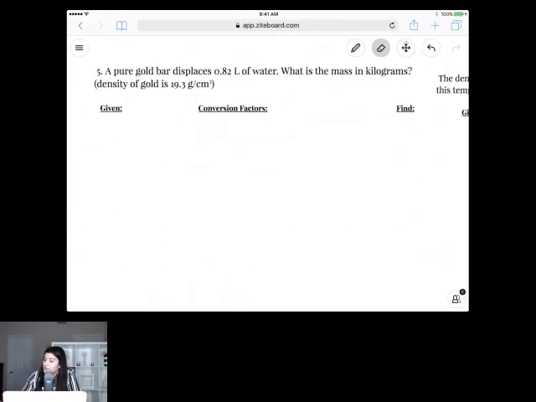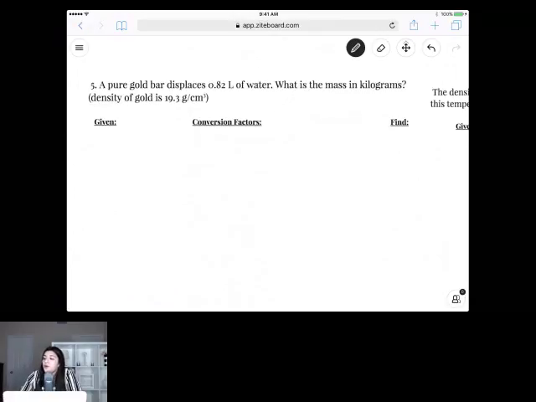So let's read this question. A pure gold bar displaces 0.82 liters of water. What is the mass in kilograms? And it gives us our density of gold is 19.3 grams per cubic centimeter. Okay, so our given in this case is that 0.82 liters. Next, it says what mass, and in this case, it is specifying that it wants it in kilograms. Okay, and our conversion factors, that's something we have to figure out, but we at least know that density for sure is one of them because it gives us two different units.